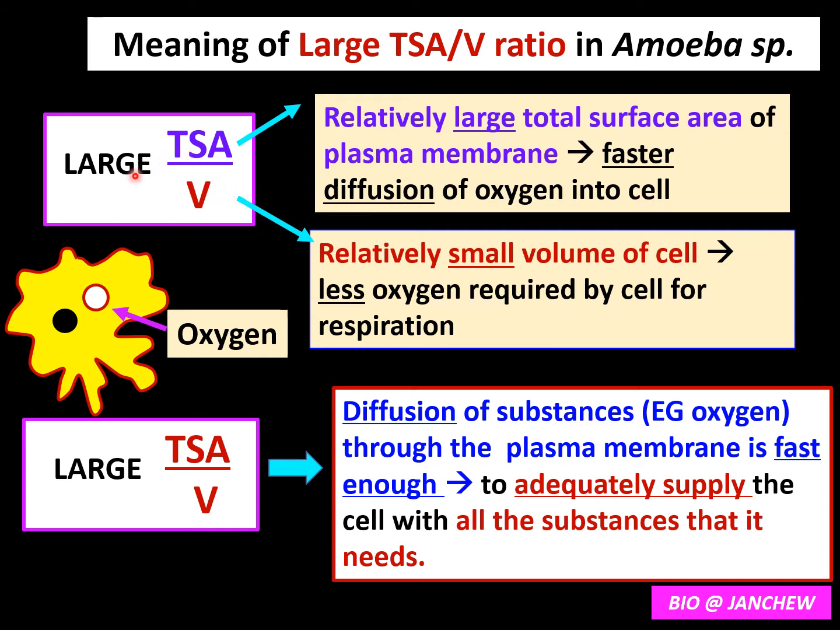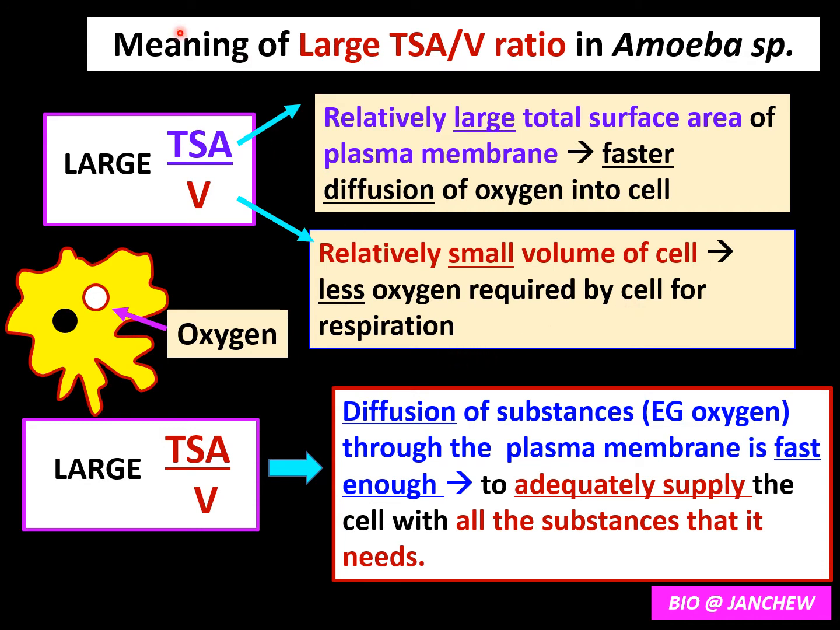Then a large TSA per V ratio also means that the V, the volume, is relatively small, okay? Because volume is the denominator here, so to have a large TSA per V ratio, we must have a small V. So it means that the volume of the cell of the amoeba species is relatively small compared to its total surface area. And this means that less oxygen is required by the cell, which has a small volume, for respiration.